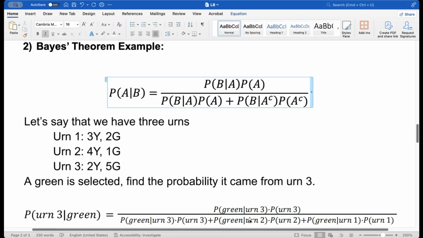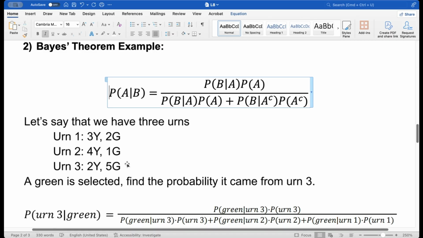All right, so in this question here, we have three urns. The first one contains 3 yellow, 2 green marbles. The second, 4 yellow, 1 green. The third, 2 yellow and 5 green. We're told that a marble was selected and it was green, and we want to find the probability it came from urn 3. So we want the probability that urn 3 was used given that a selection was green.